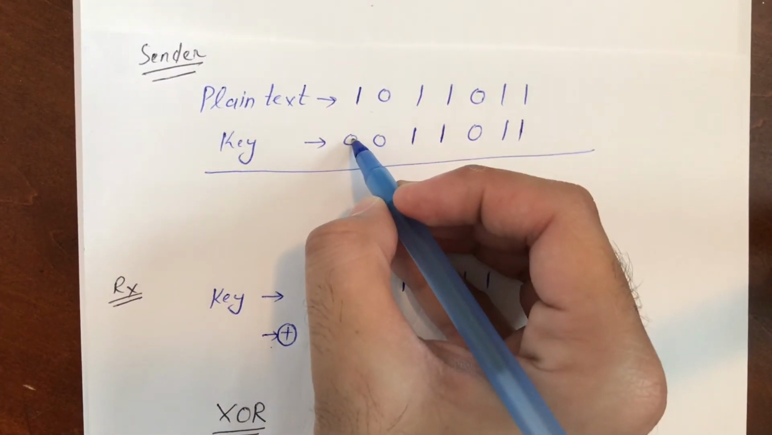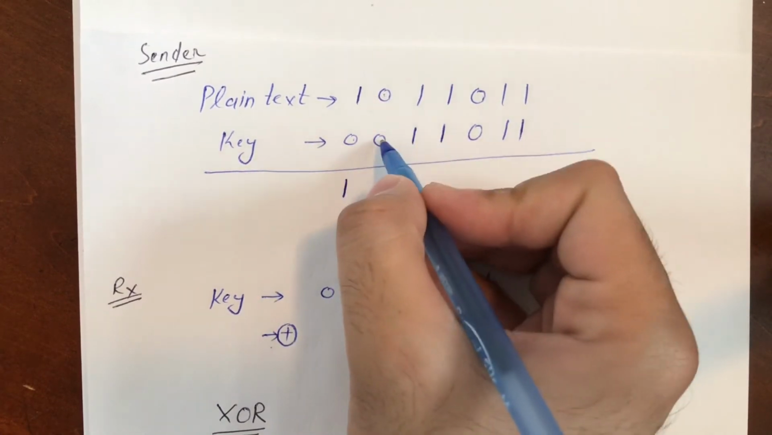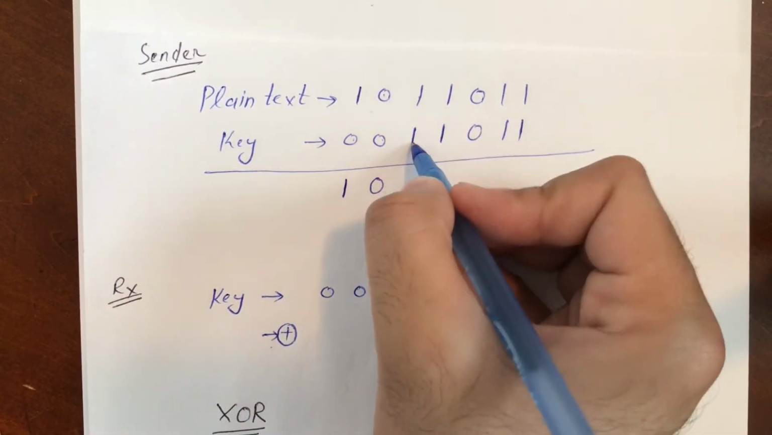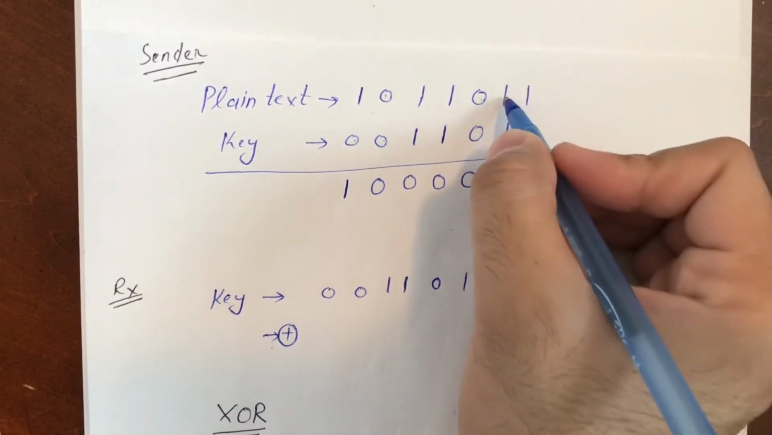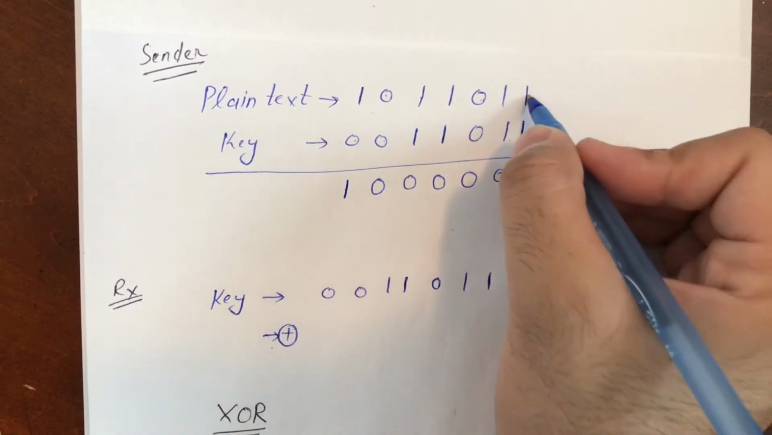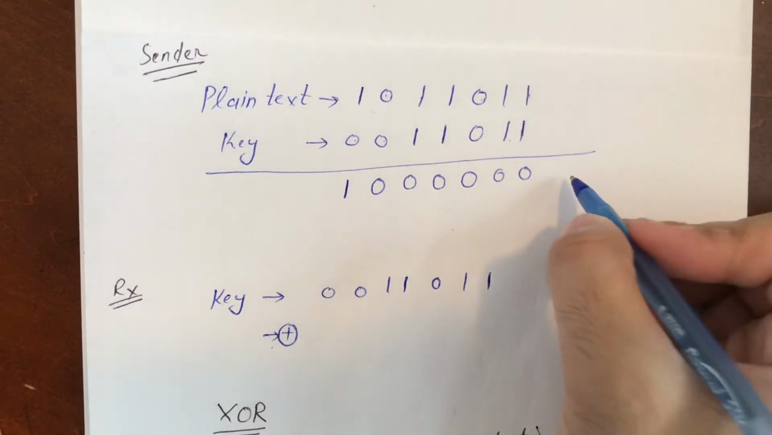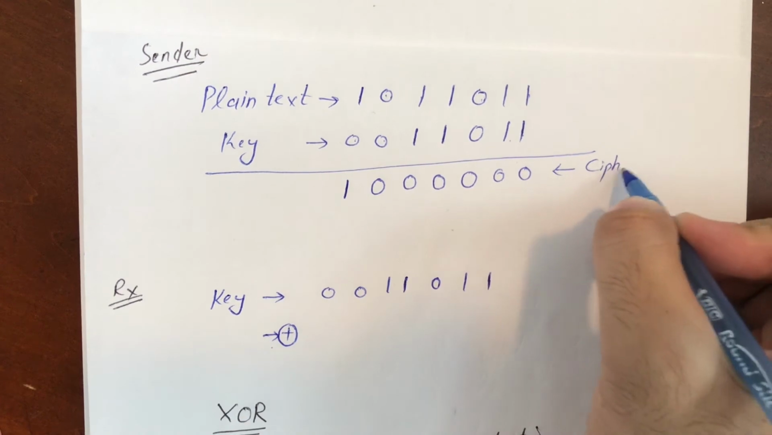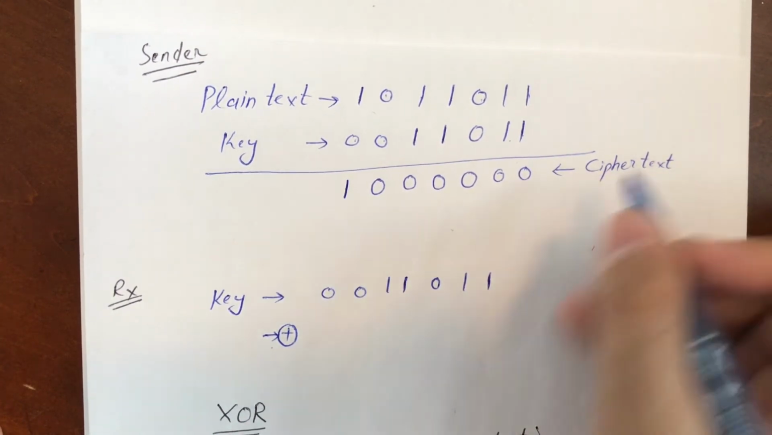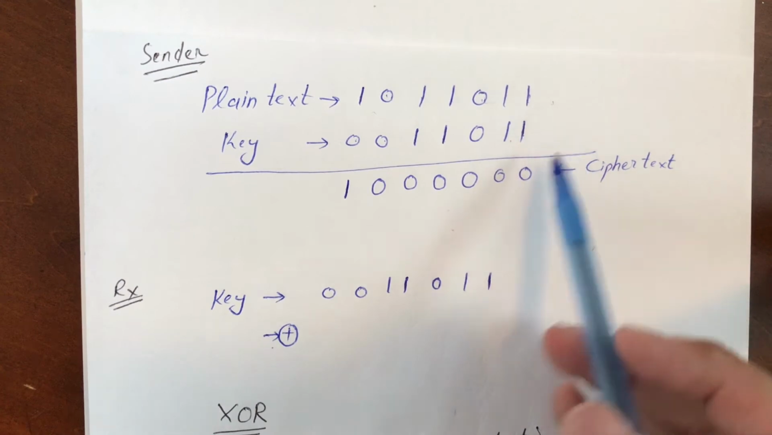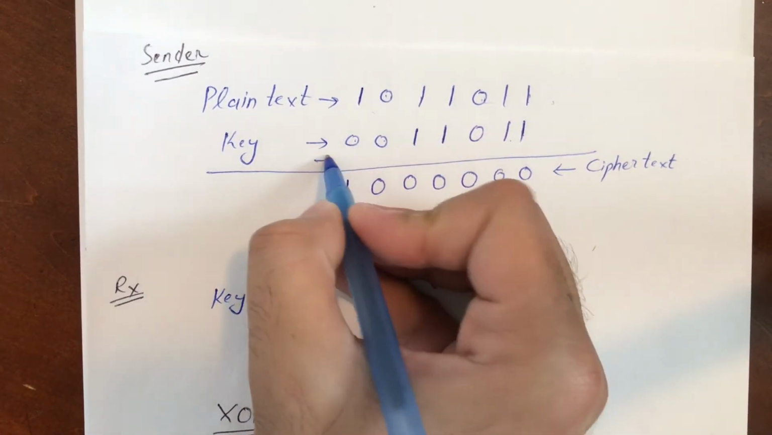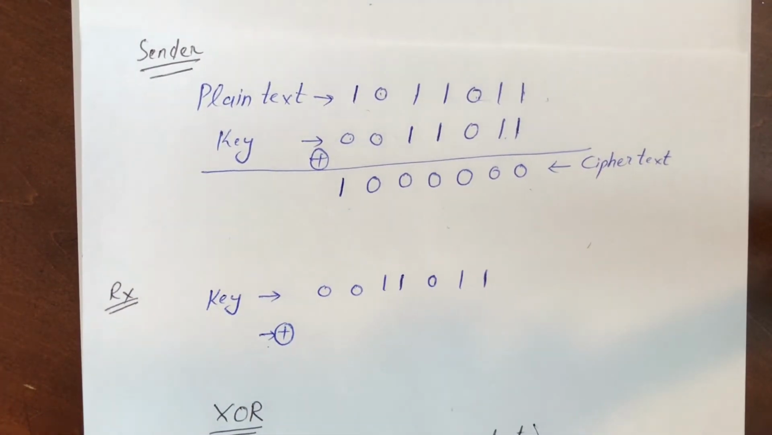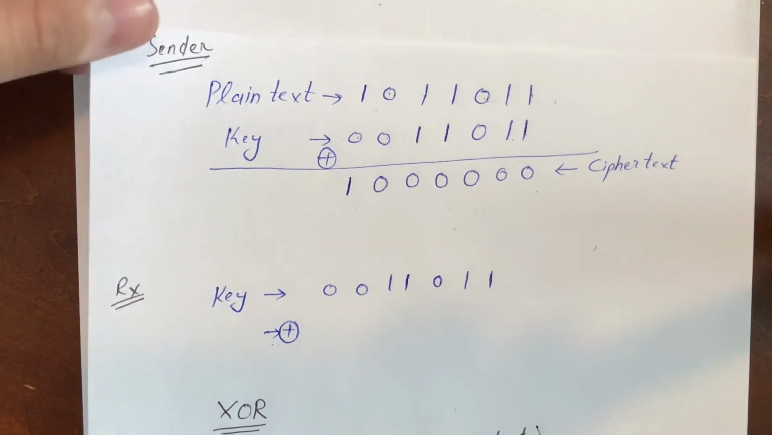So 1 0 different, result is 1. 0 0 same, result is 0. 1 1 same, result is 0. 1 1 same, result is 0. 0 0 same, 0. 1 1 same, result is 0. 1 1 same, result is 0. So this is basically our ciphertext now. The original message is different, but we will transmit this particular message over the insecure channel. Unless anybody knows our key or knows we took XOR and all that algorithm, they cannot recover it. We assume that the receiver already knows that.